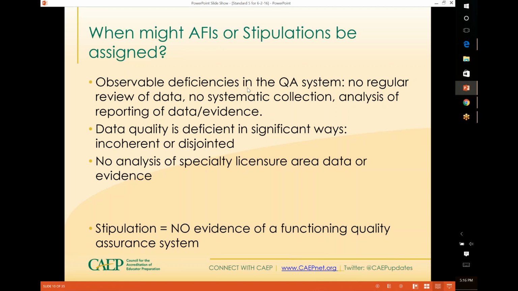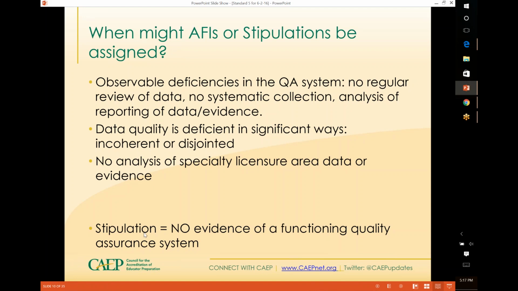So the areas for improvement there are observable deficiencies in the quality assurance system. And the observable deficiencies might include that there's no regular review of data, that there's no systematic collection of it, there's no analysis or reporting of data and evidence. So something to consider. If data quality is deficient in significant ways, it's incoherent, it's disjointed, it's below sufficient at the CAEP sufficient level in the rubric, or if there's absolutely no analysis of specialty licensure area data, or no evidence of that. So areas for improvement will be something that the reviewers might point out. You've addressed component 5.1, but they might point out that you really need to be establishing some systematic approach to reviewing the system itself, okay?